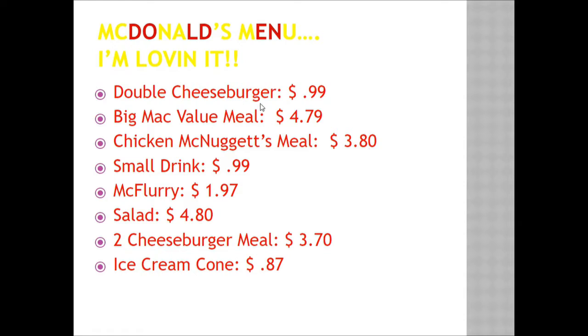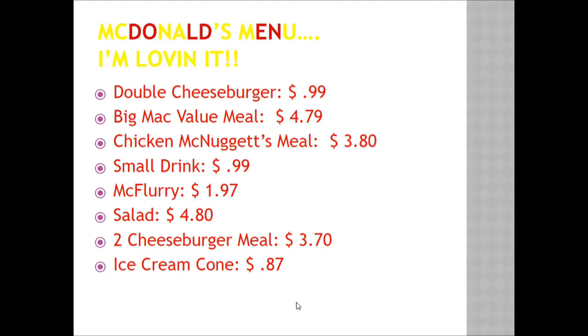So if I was looking at this double cheeseburger, I would read that as 99 hundredths because there's two numbers after the decimal. The Big Mac value meal will be a little bit different because we've got a number to the left. Now, when we talked about place value, remember, whole numbers go to the left and then parts of a whole go to the right. So the Big Mac value meal would be 4 and 79 hundredths. Chicken nuggets meal, 3 and 80 hundredths. That's because I have 4 whole dollars and then part of a whole, 79 cents of the dollar. Same thing down here. So you've got all your prices listed here.